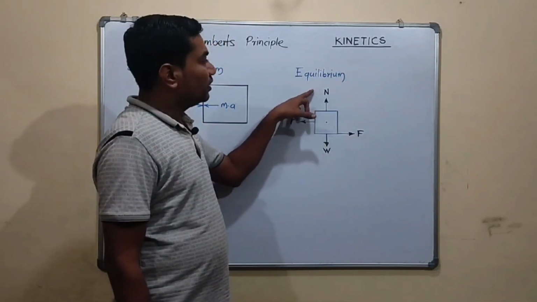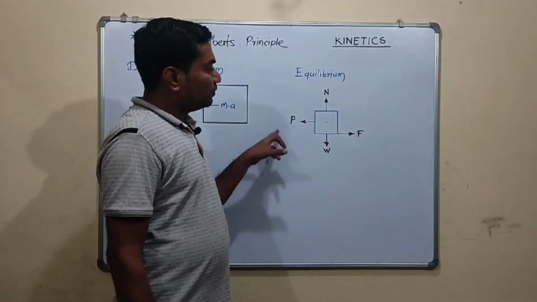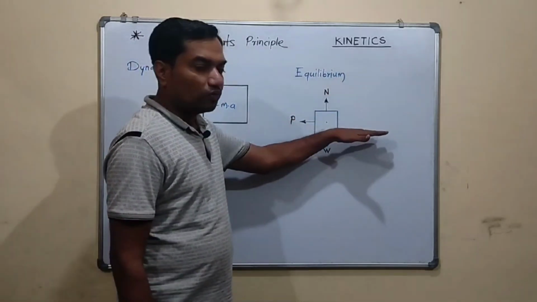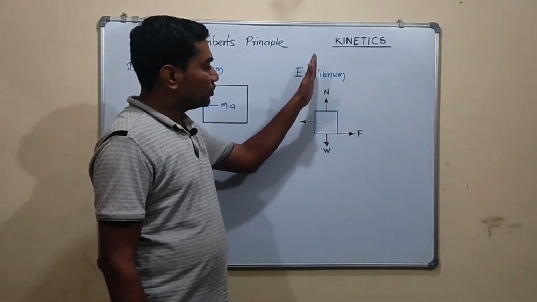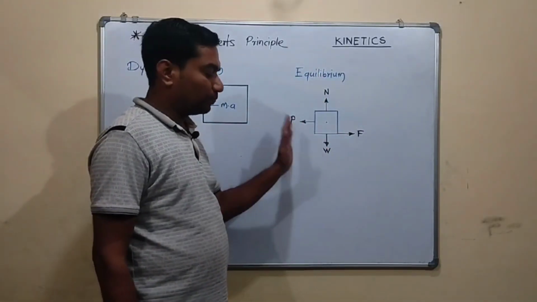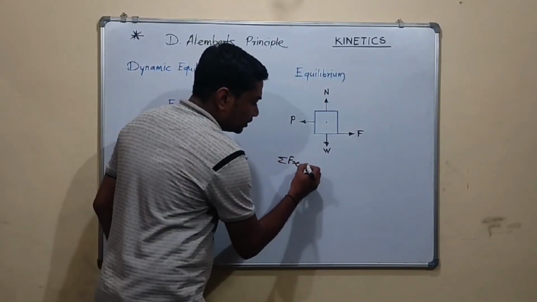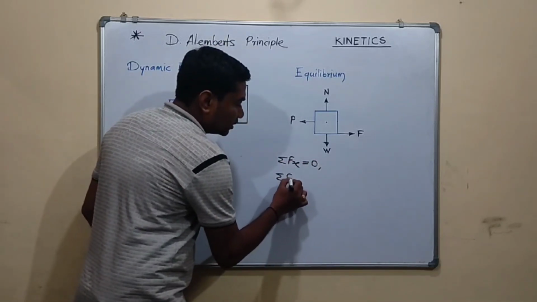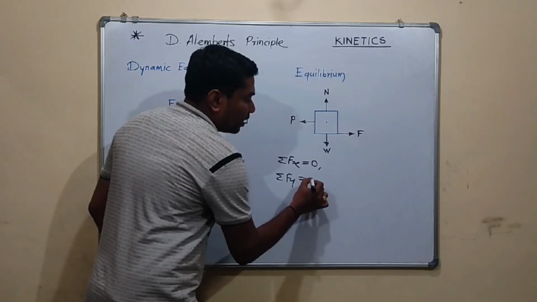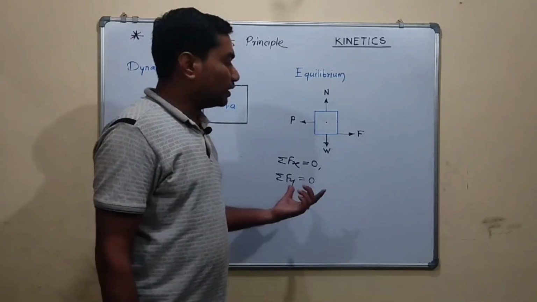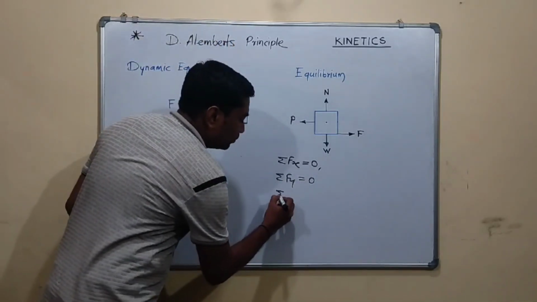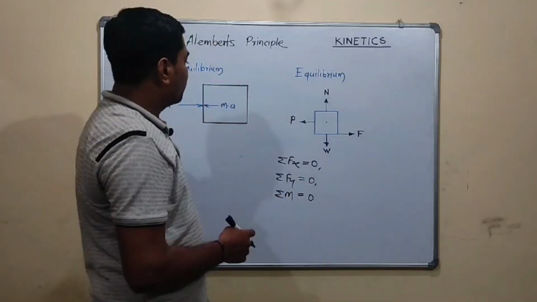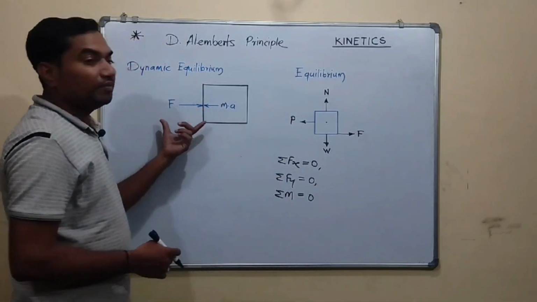This is the weight of the body, or the self-weight of the body, and this is the normal reaction. If the body is in equilibrium, then the summation of horizontal forces, summation Fx, must be equal to 0, and the summation of vertical forces, summation Fy, must be equal to 0. One more condition is that the summation of moments of all the forces about any point must be equal to 0. Now we will go for dynamic equilibrium.